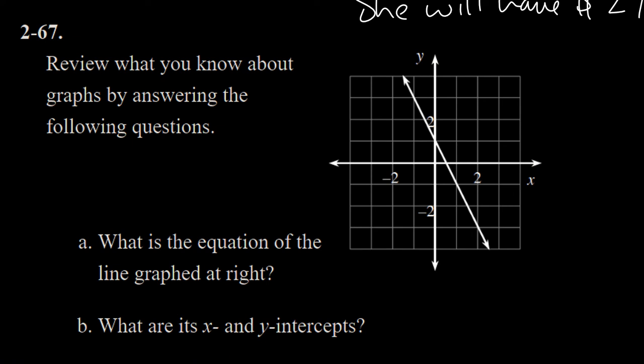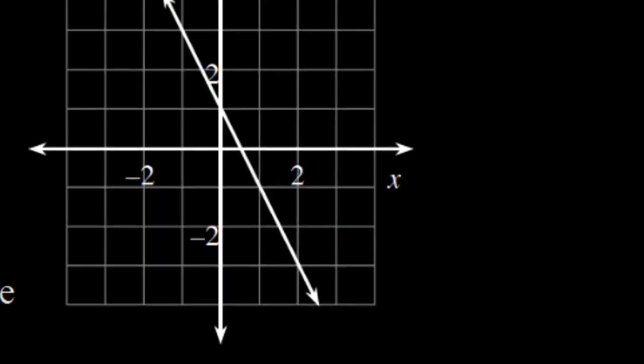Right, let's move on to 67. It says, review what you know about graphs by answering the following questions. What is the equation of the line graphed at right? Alright, so let's look closely at it. From this equation, I can see pretty clearly a change in y of -2. Let's be careful. Yeah, 1, 2. It went down -2 units there, and it went over a change in 1 unit.